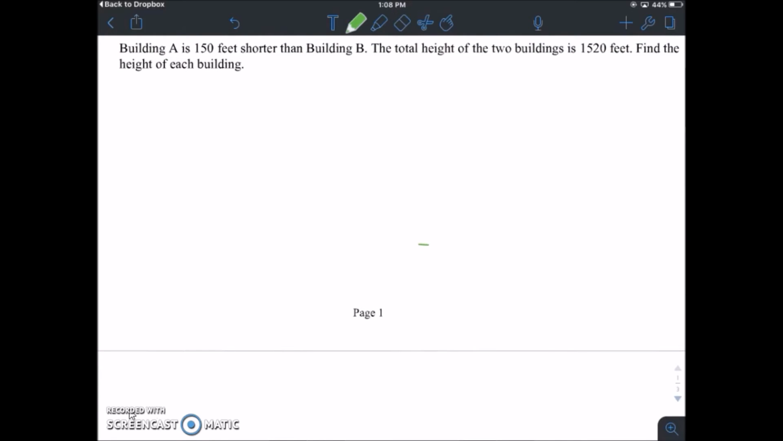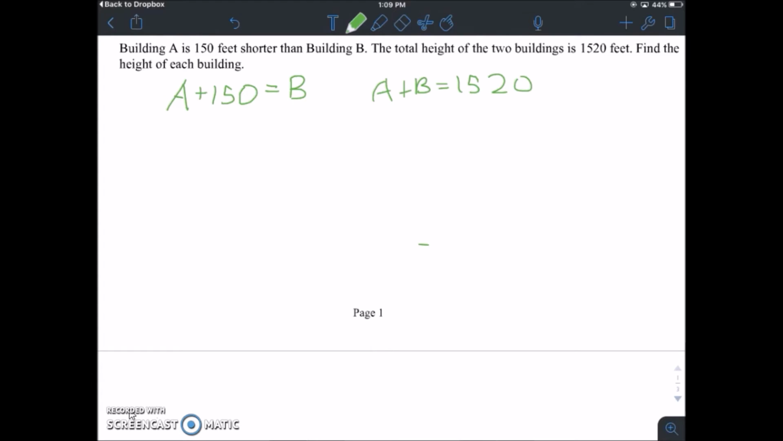All right. First question, building A is 150 feet shorter than building B. So is it plus or minus 150 to equal B? Well, it is 150 feet shorter, so I need to give it 150 to make it equal to B. My second equation is just the heights of the buildings. Well, how do you find the height of the buildings? You add the 2 buildings, so it's A plus B equals 1520.